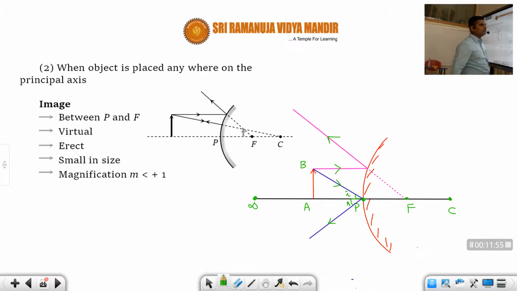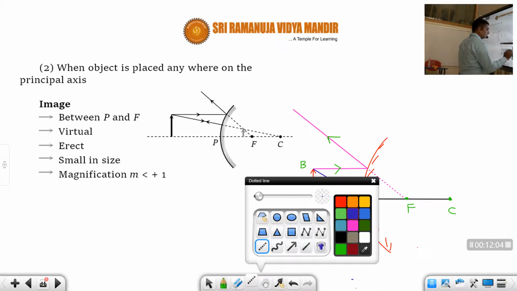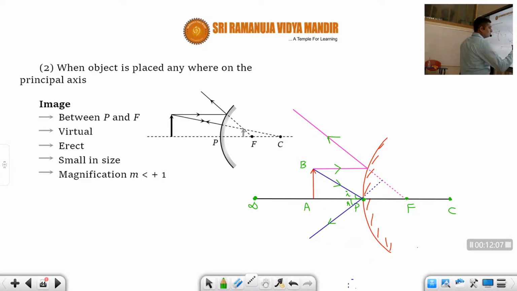Now if you want to find the image, we just have to see the intersection point of the reflected rays. So you just extend the blue ray. When you extend this blue ray, this will be the meeting point, and exactly at that meeting point you will get the image of this object. Now here you can see clearly that this is the image A dash and B dash.